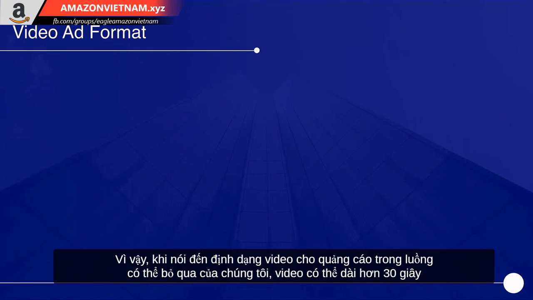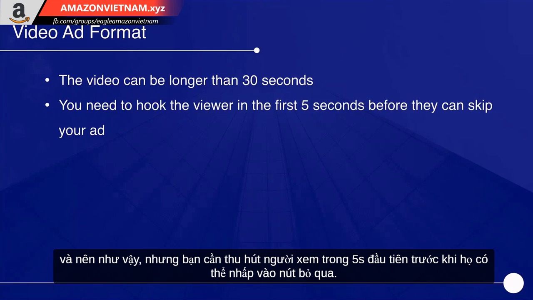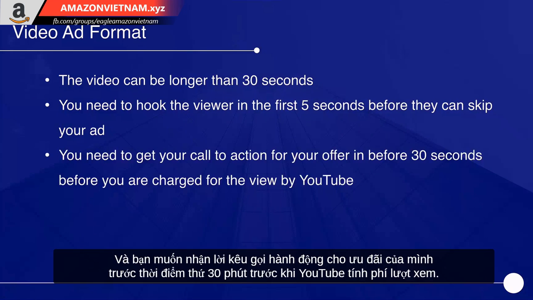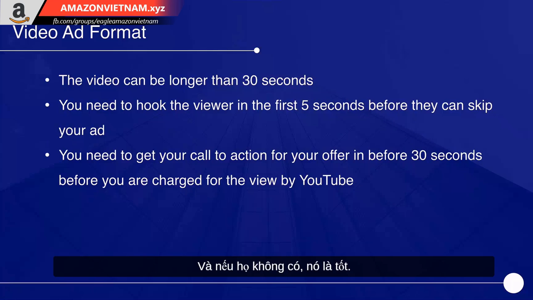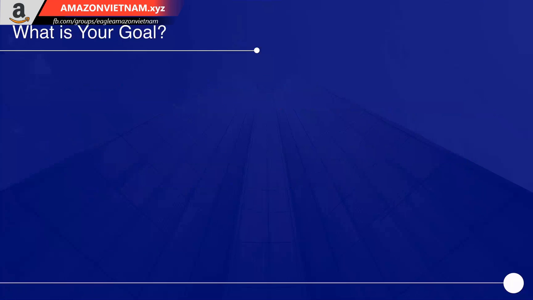So when it comes to the video format for our skippable in-stream ad, the video can be longer than 30 seconds and should be, but you do need to hook the viewer in the first 5 seconds before they can click the skip button. And you want to get the call to action for your offer in before the 30-second point, before you are charged per view by YouTube. So you want that viewer to make a decision on whether they're going to engage with this ad before that 30-second point, and if they're not, it's fine if they skip because we don't pay anything.